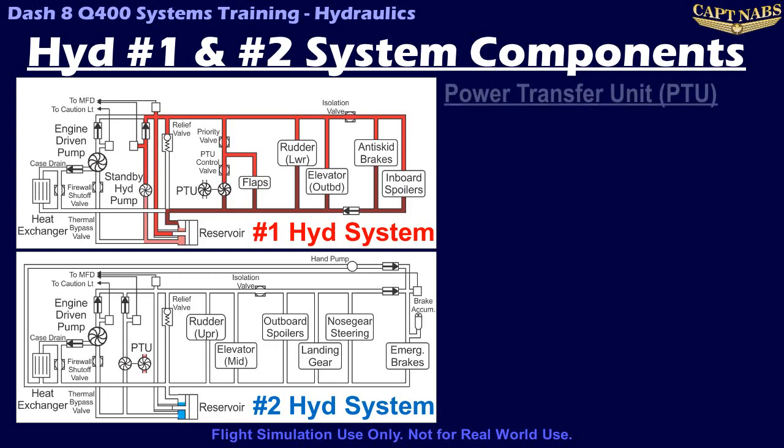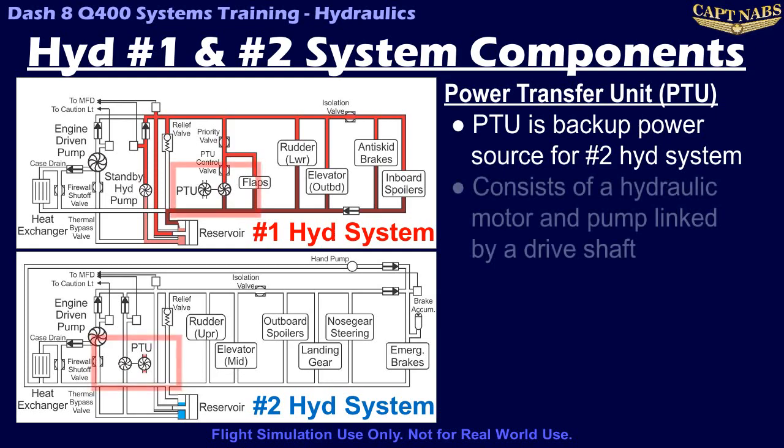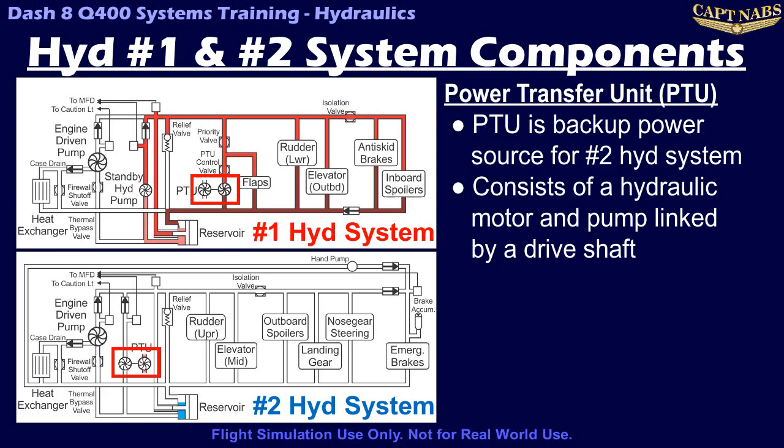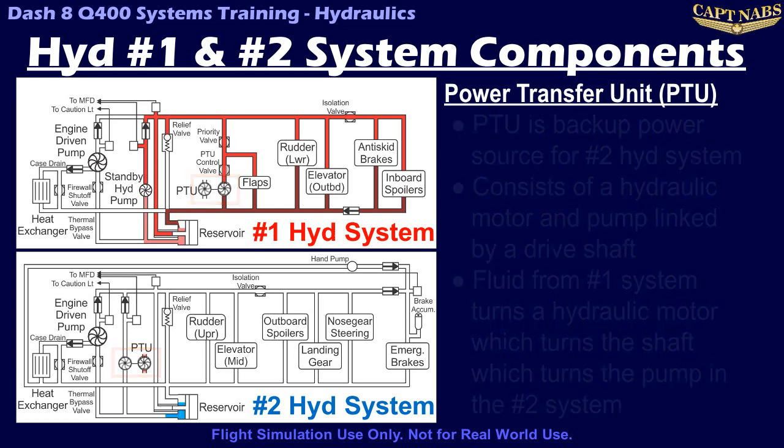The Power Transfer Unit, or PTU, is the backup source of pressure for the number 2 hydraulic system. The PTU consists of a hydraulic motor and a hydraulic pump. The motor is very similar to a hydraulic pump, but acts in reverse. High-pressure fluid flowing through the motor in the number 1 system causes the motor to turn, changing this hydraulic pressure into rotational energy. This motor is connected by a shaft to a hydraulic pump in system number 2, which provides hydraulic pressure to system 2 whenever the PTU is turning.